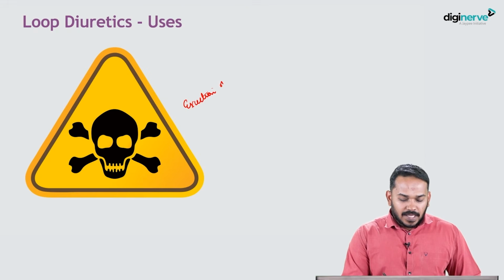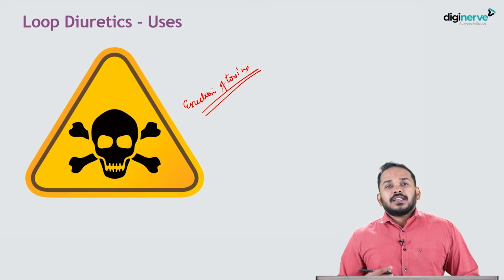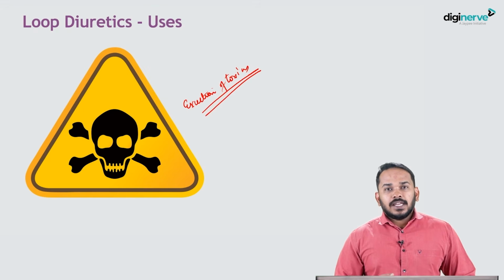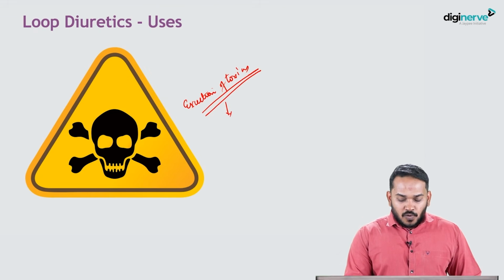Loop diuretics are also used for the excretion of poisons and toxins. These toxins are excreted by the kidneys through the urine, so by increasing the urine output, you can increase the excretion of these toxins. This is known as forced diuresis, and this is used in poisoning.